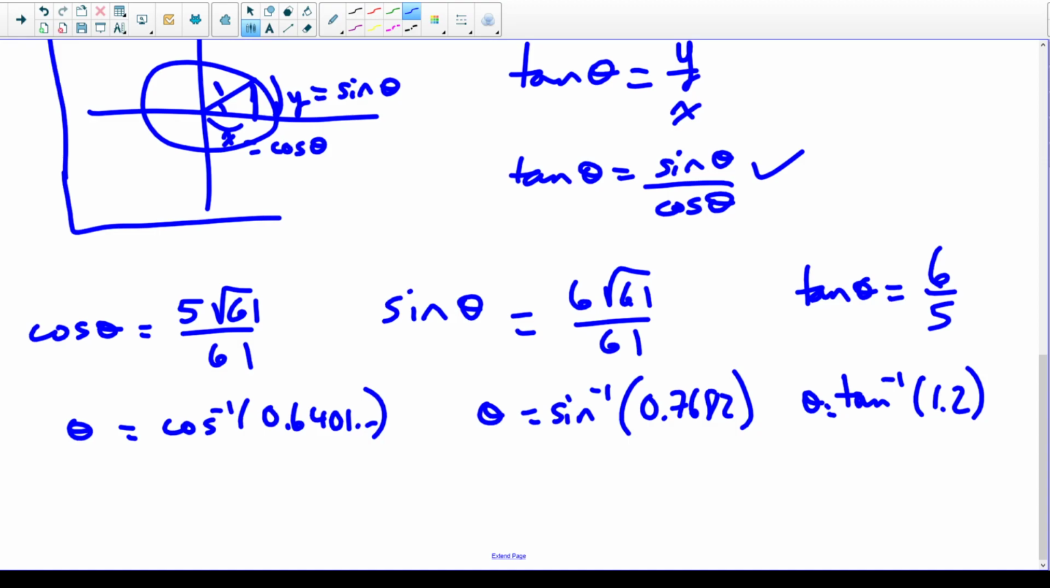All right. So what do we get when we arc cos, arc sine, and arc tan those three? Well, we get approximately 50 degrees for each one, which hopefully makes sense. You should get the same angle, right? Let's do the same thing, though, for the next slide.